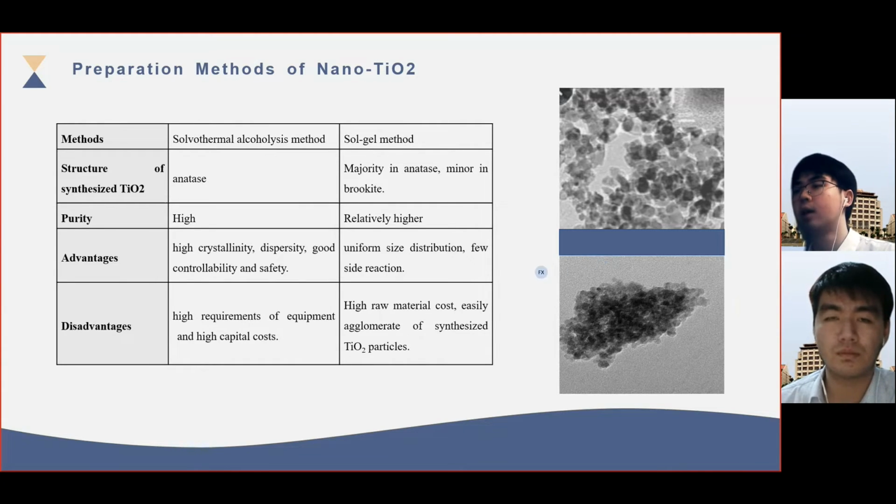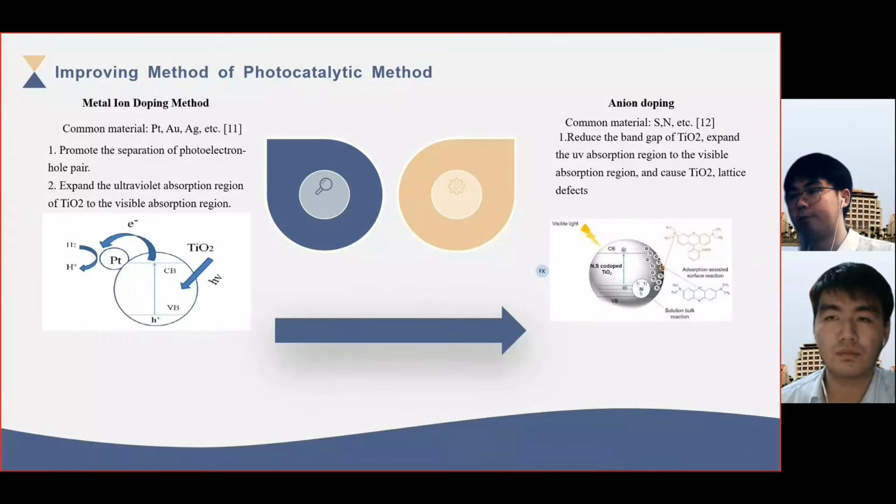Next, four methods of improving photocatalytic performance are shown here to improve the TiO2 photocatalytic performance. Firstly is the metal ion doping method. Commonly used materials are Pt, Au, Ag, and so forth. It can promote the separation of photoelectron-hole pairs. Secondly, it expands the ultraviolet absorption region of TiO2 to the visible absorption region.